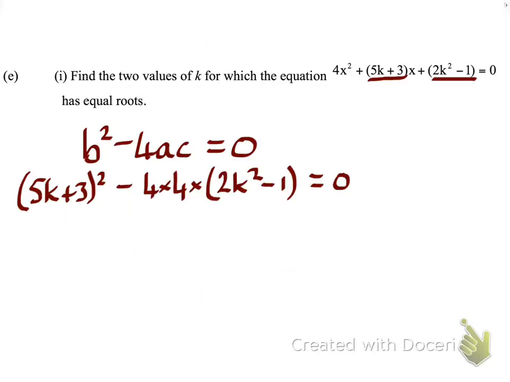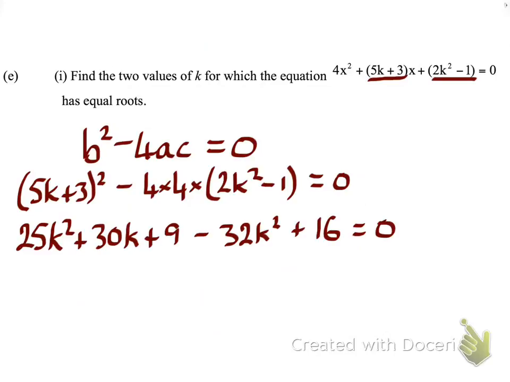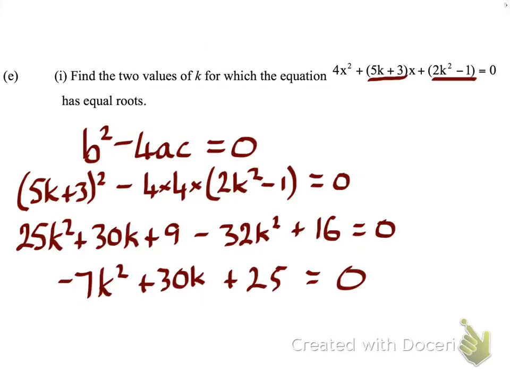Now do some expanding out of the brackets. Use FOIL for the 5k plus 3, that's 5k plus 3 times 5k plus 3, and then simplify your like terms. Now go to your algebra part on your calculator, polynomial, 2 degrees, solve it, and find out what k is. Well, you're done, and you've got another relational thinking, another merit.